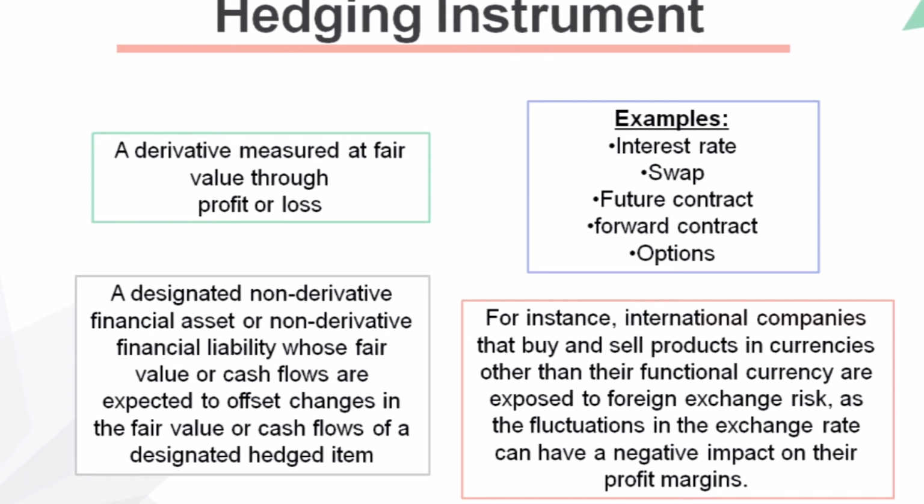Okay, for example, international companies that buy and sell products in currencies other than their functional currency are exposed to foreign exchange risk, as fluctuation in the exchange rate can have a negative impact on their profit margins. So, to minimize that risk, these companies can purchase financial products to secure a specific exchange rate on a future date.